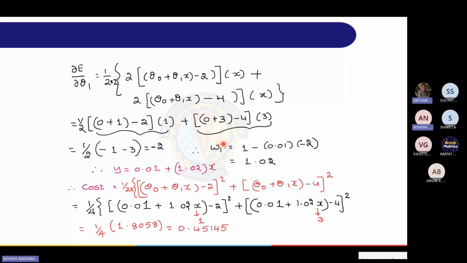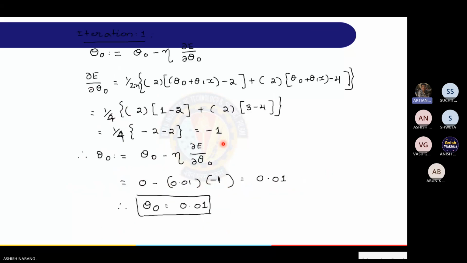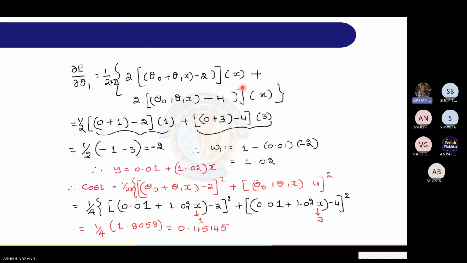Ask, no, please, go ahead. Yeah, I'm saying in the previous slide before this. Yeah, this we got right, 0.01 as theta 0. After this, how did we get that equation? On the next slide. Which equation? This one. This one, yes.